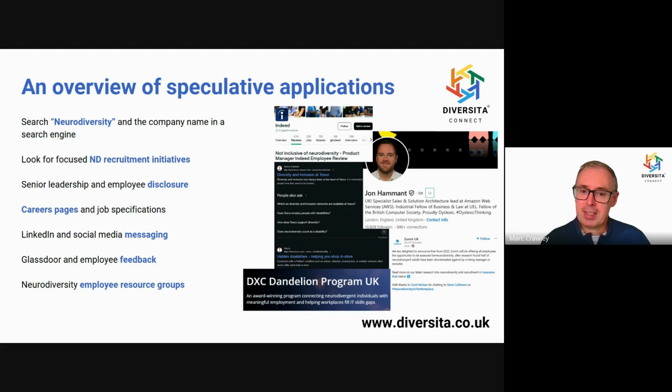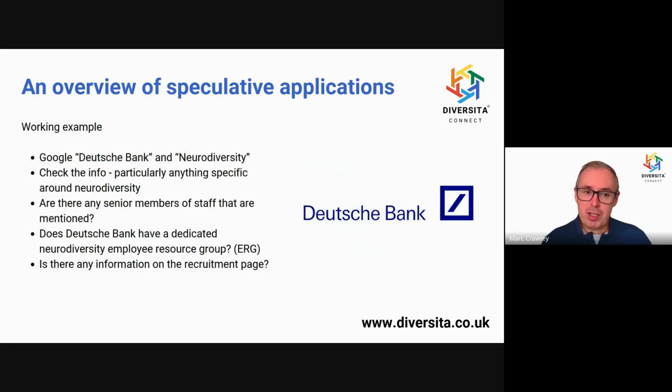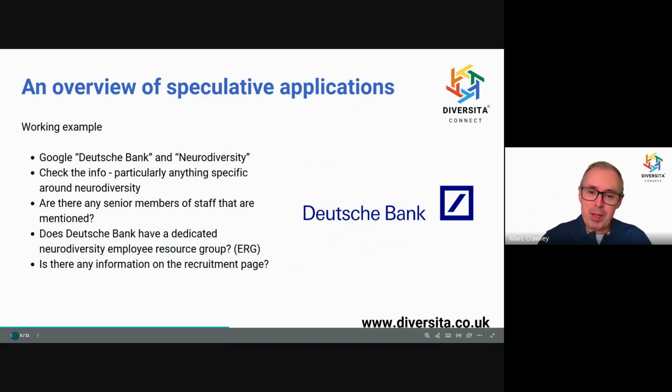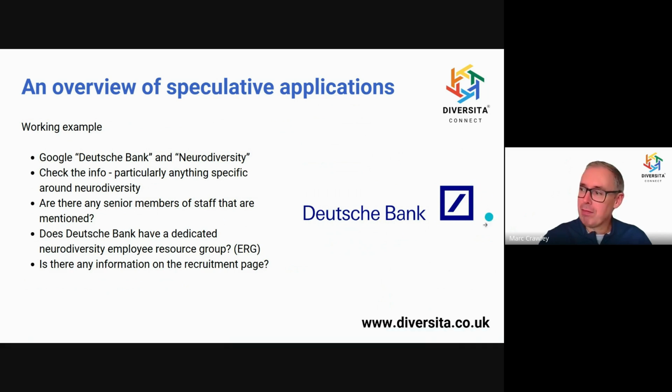to make sure that these organizations understand why you're approaching them, but also how relevant you are to opportunities if they do have them, right? So if we look at this one here with Deutsche Bank, we would literally Google or use an alternative search engine, Deutsche Bank and neurodiversity. We would then look at checking anything specific around neurodiversity, and we've touched on a few subjects on the previous screen. We touched around senior members of staff that I mentioned. This is always really important. If someone in an organization is in a very senior position and they are talking about neuro-inclusion at a high level, then it's a good subject to latch on to.